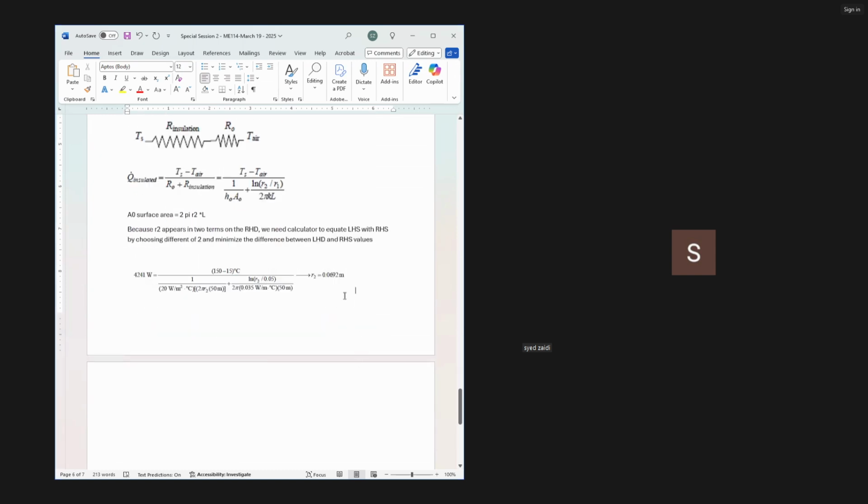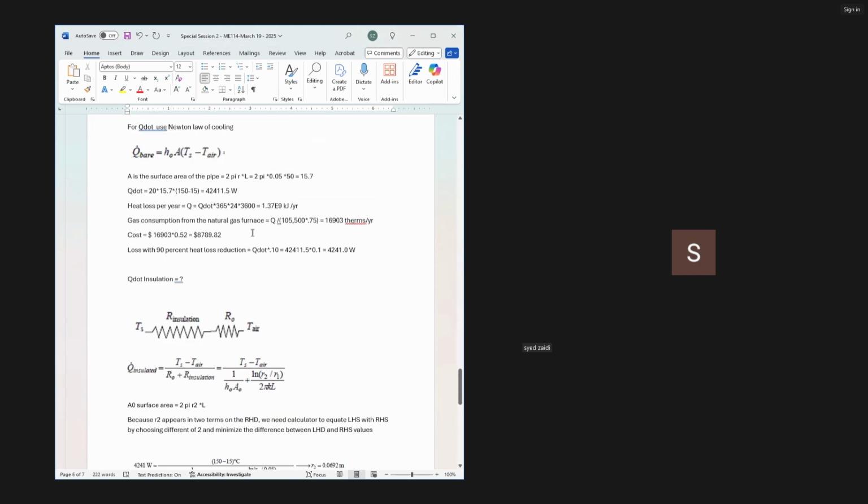R2 should appear, and then you can calculate the thickness. Now you have the R1 value and the R2 value. So the thickness of the insulation will be equal to R2 minus R1. You have both values, and your answer will be approximately 1.92 centimeters. So that much is required. So this is a slightly difficult question.